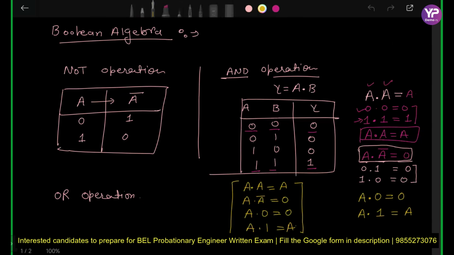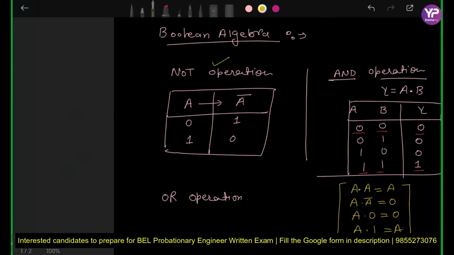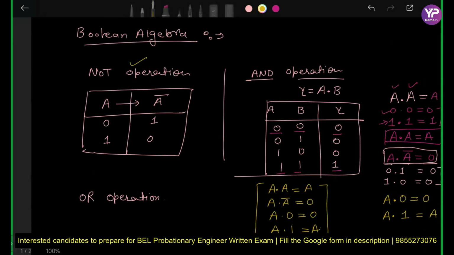See, basically we discussed the NOT operator here. NOT operation means the value is 0 or 1. If your A is 0, A bar is 1. If A is 1, then A bar is going to be 0, right?